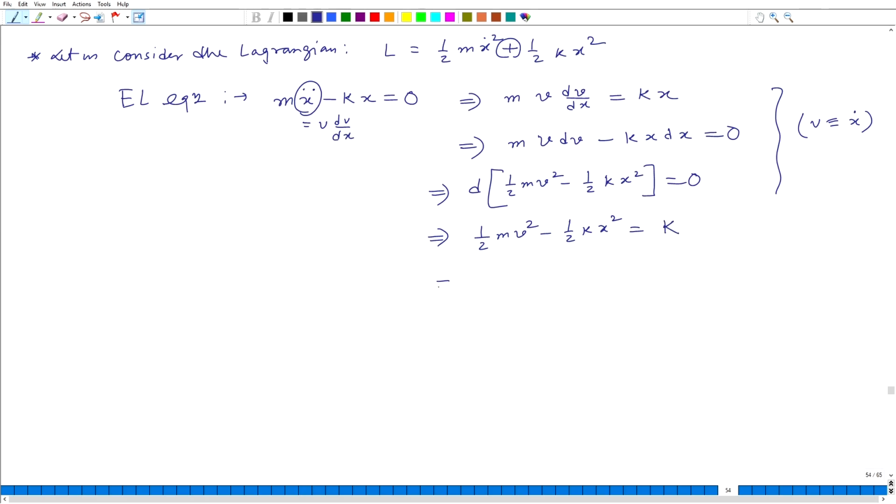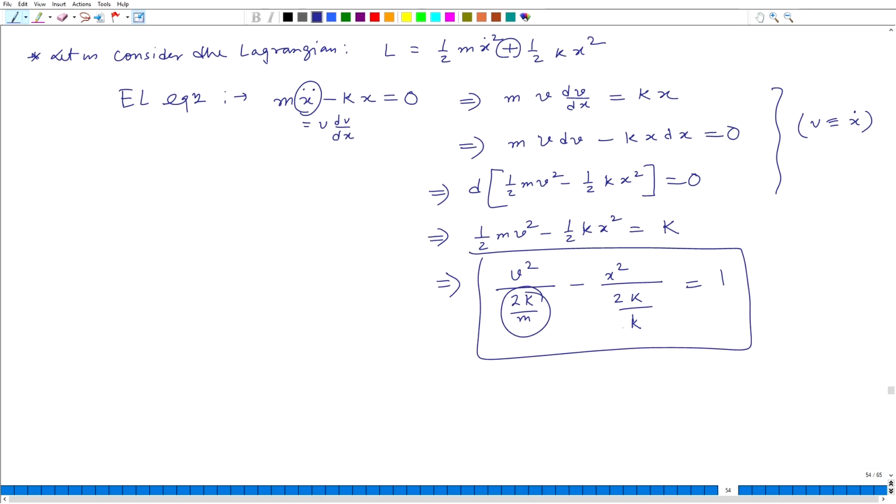So half m v square minus half k x square is equal to some constant. From that again you can see that v square by 2k by m minus x square by 2k by small k is equal to 1. Since they are not necessarily equal to each other, and even if they are equal, the nature remains the same, they represent a hyperbola.